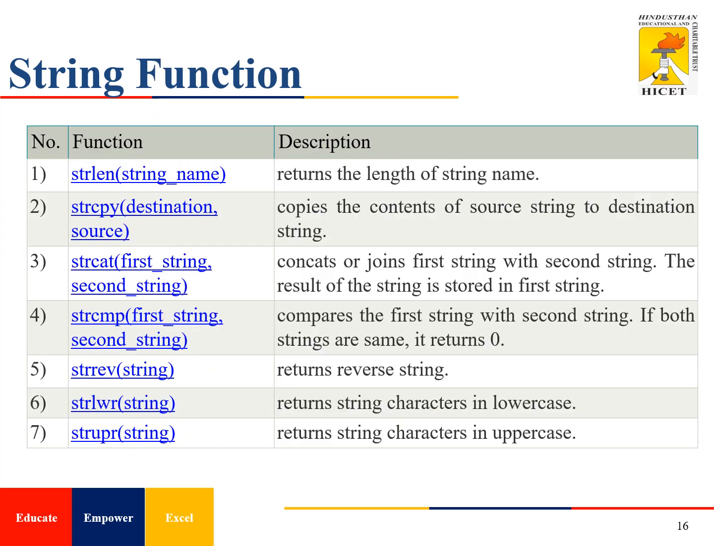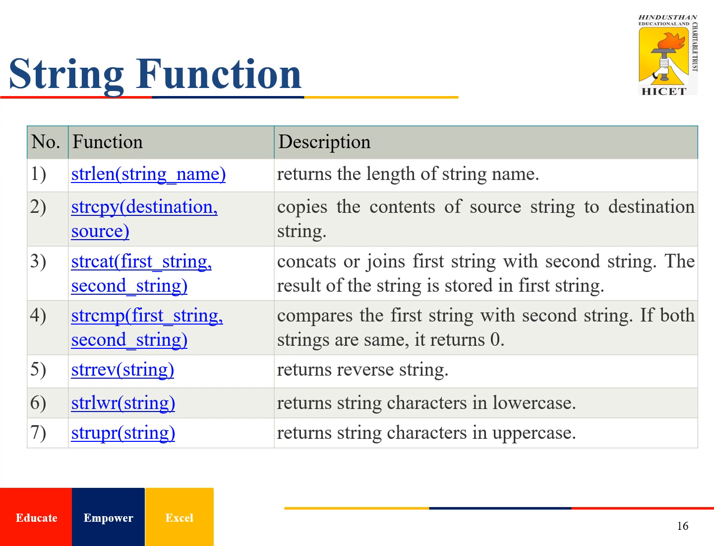And these are all the string functions. strlen returns the length of the string. strcpy copies the content of one string to another string, from source string to destination string. strcat means string concatenate, to add one string to another string. And the fourth one is strcmp, string compare. If we need to compare two strings, then we use the string compare function. If both strings are the same, it returns 0. If they are different, then it returns 1.